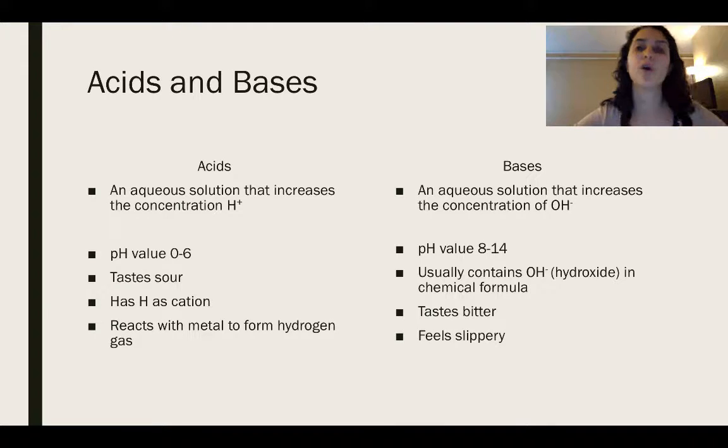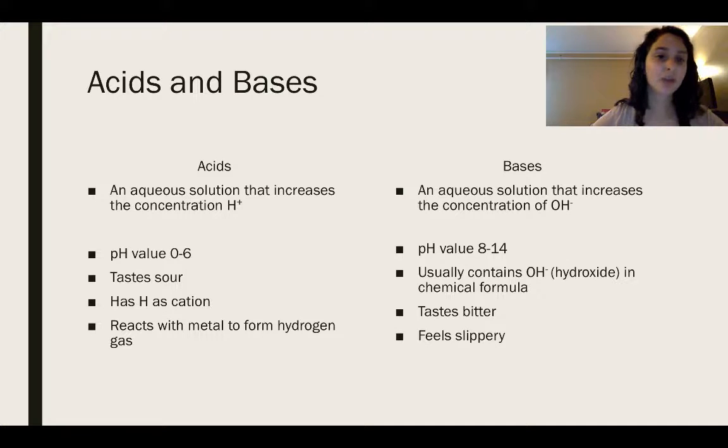So we are going to do an overview of acids and bases and look more into pH, the pH scale, and how we actually calculate the pH. But here we go with acids. Acids are an aqueous solution that increase the concentration of the hydrogen ion, H+. They have a pH value of 0 to 6.